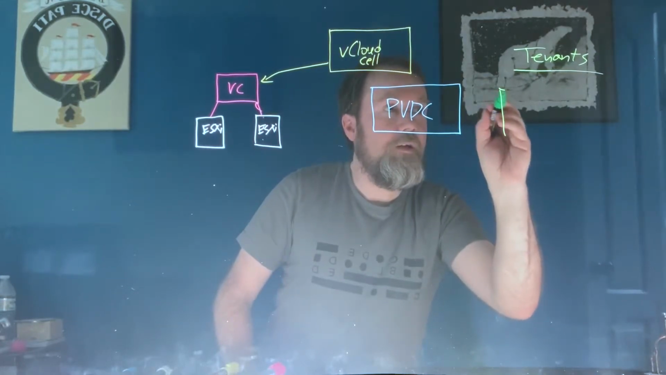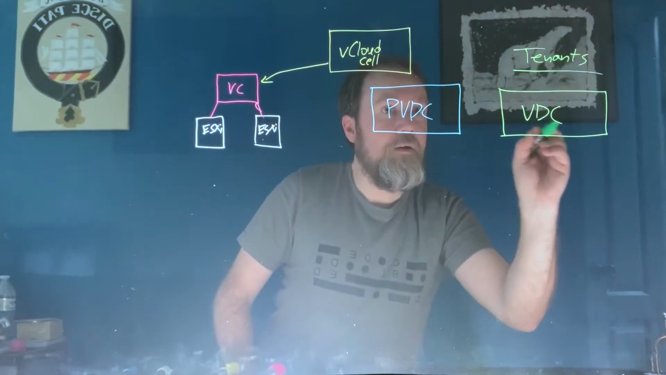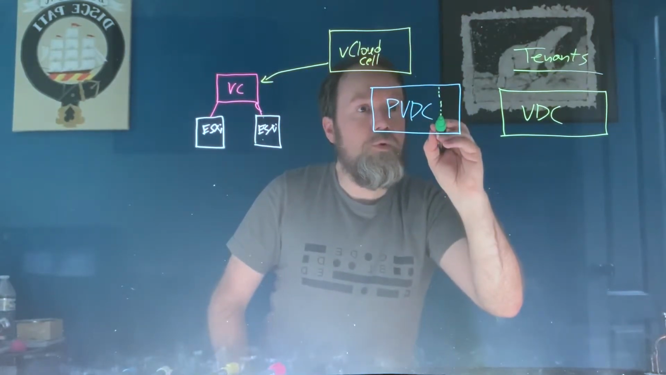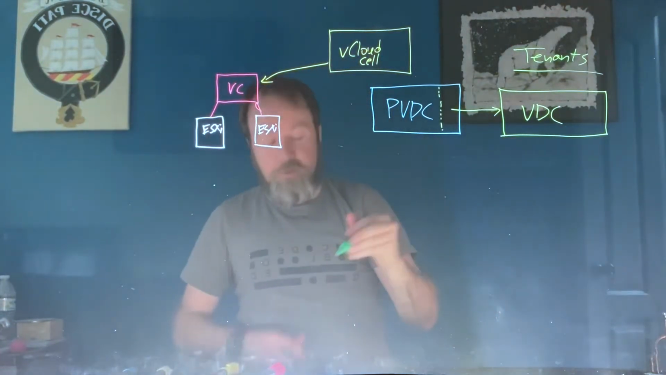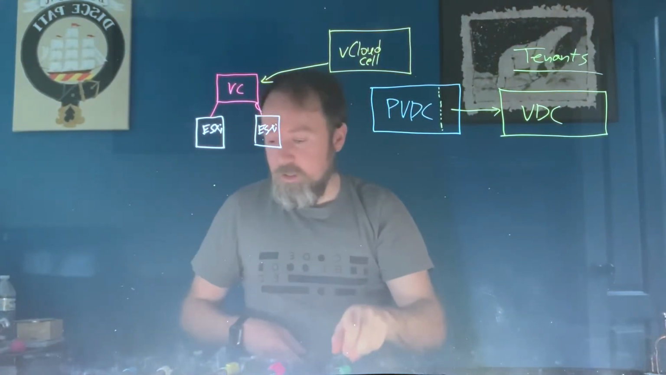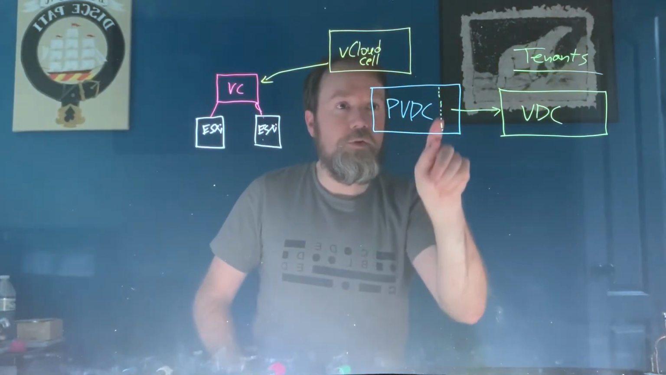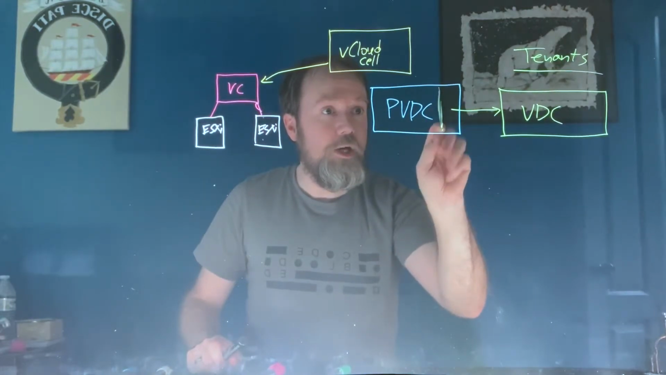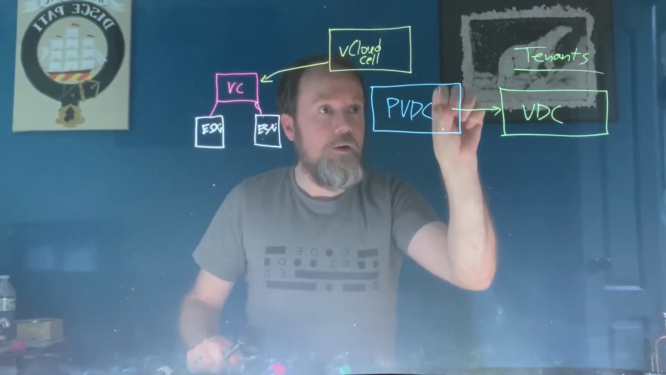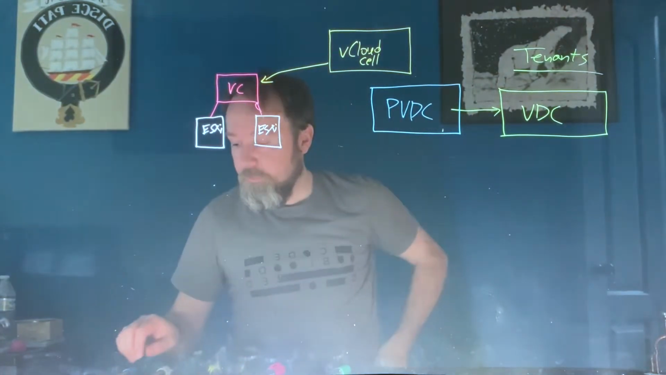So each tenant gets a VDC, which is just a portion of that physical data center. Now the nice thing is the allocation model can be reserved like this, or it can be shared where the entire set of resources are available to each virtual data center.